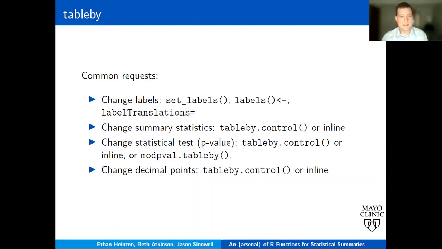There are a few different ways to set labels, and summary statistics, p-value tests, and decimal points can all be controlled using tableby.control or inline, as we'll see on the next page.